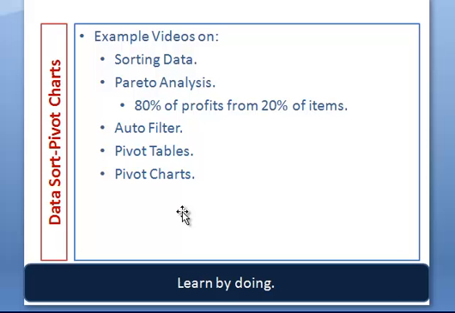Now, data sorting, pivot tables, and pivot charts: there are examples on how to sort data, how to do Pareto analysis, how to do auto filters, how to do pivot tables, and how to do pivot charts. So that's all in there. We go through all 10 or 15 examples that there are in the book. And then there's more. Again, Excel Fun is a great source for even more ways to visualize and display data.